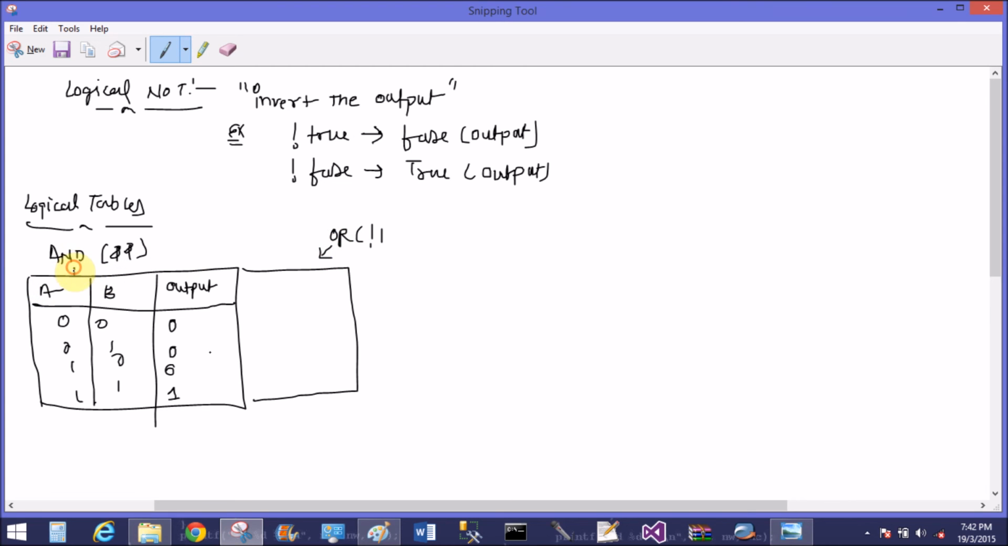OR operator: what is the result when the two input bits are 0 0? In the case of both inputs being 0, then the OR output returns 0. 0 1 gives 1, 1 0 gives 1, and 1 1 gives 1. It means if any one condition is true, then the result is 1.